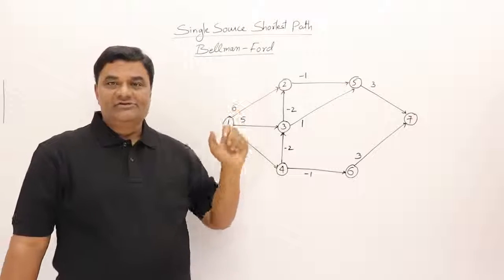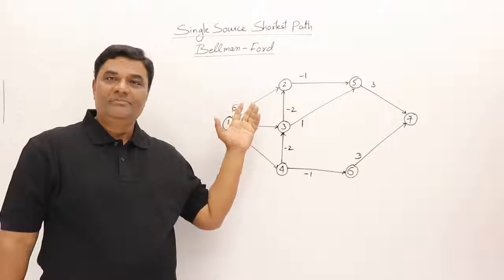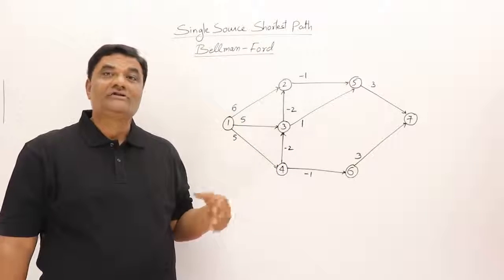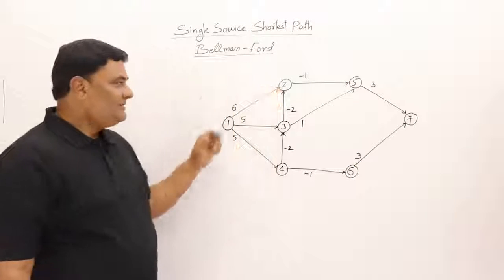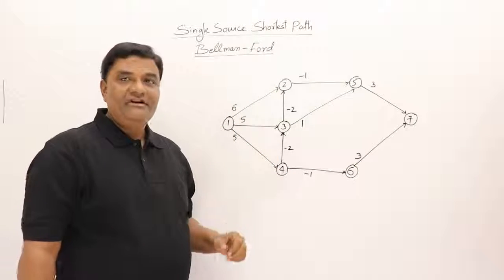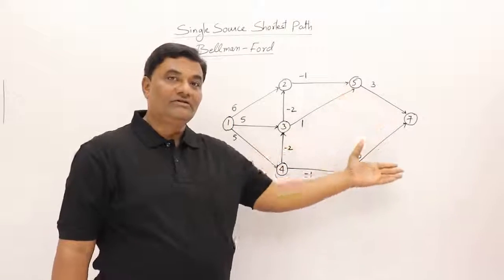The topic is single source shortest path problem. In this video, I'll show how Bellman-Ford algorithm works and also the drawback of Bellman-Ford algorithm. The problem is, in a directed weighted graph, we have to select one of the vertices as source vertex and find out the shortest path to all other vertices.